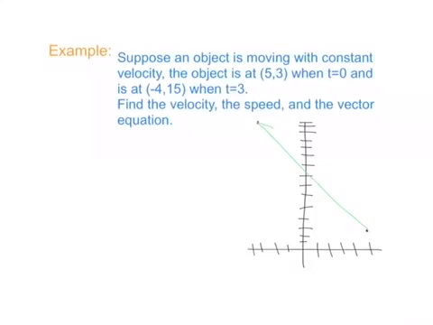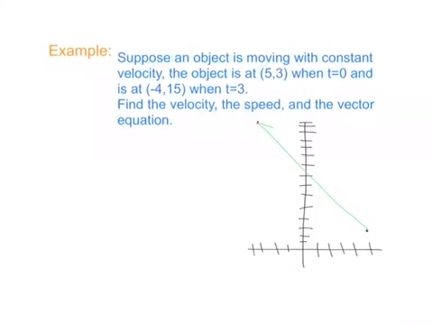So when they say find the velocity, that means they want the vector in component form. And when they say the speed, that means the magnitude or the length of the vector. And the vector equation is something we just learned right now. So let's try to find all of these three things.